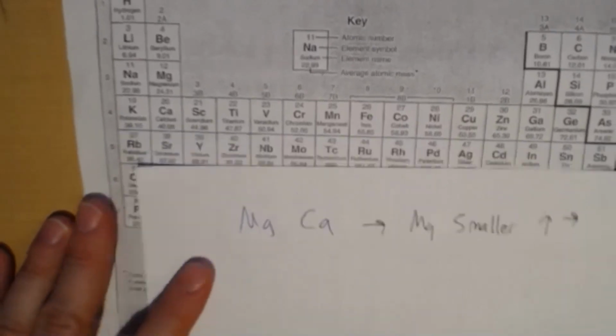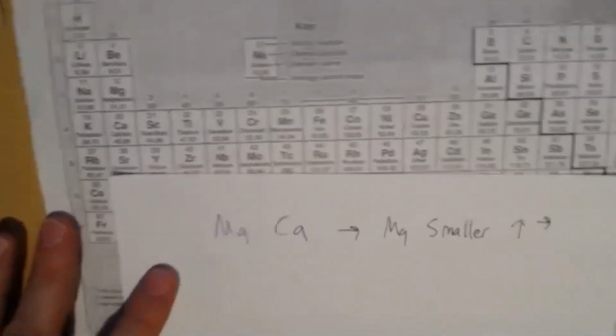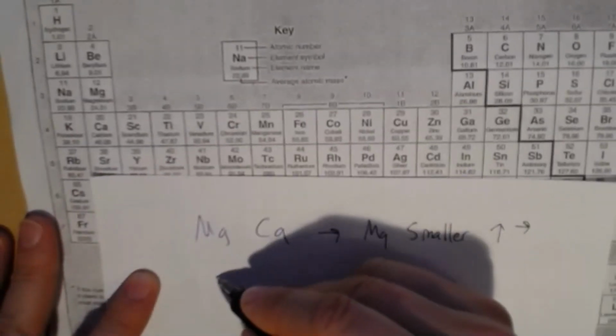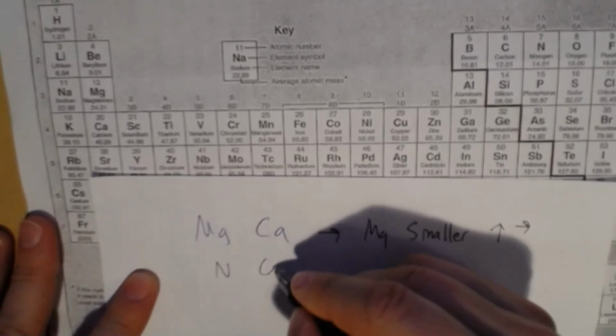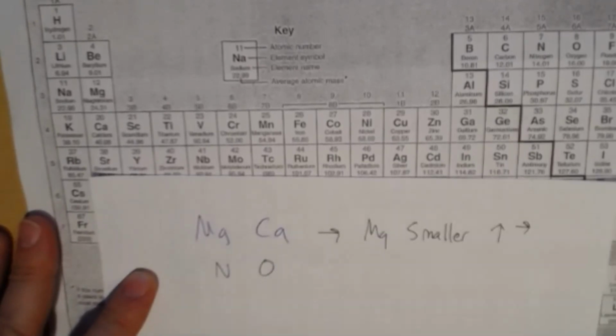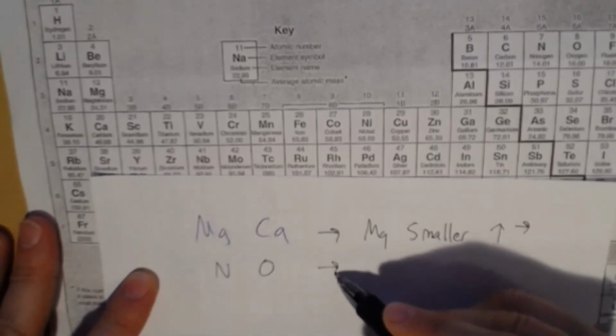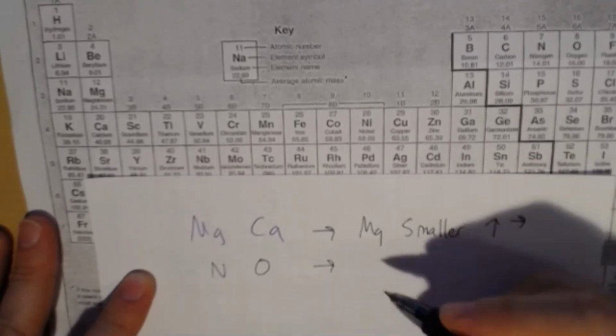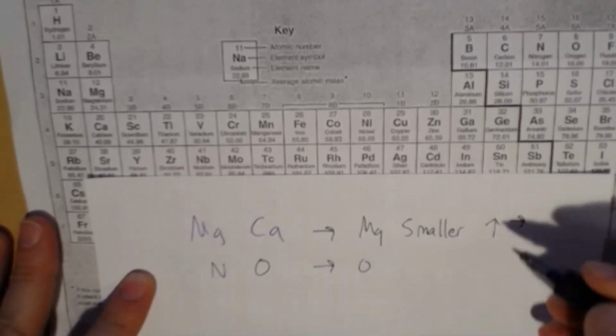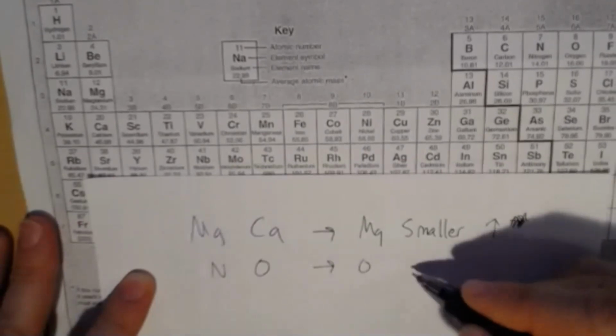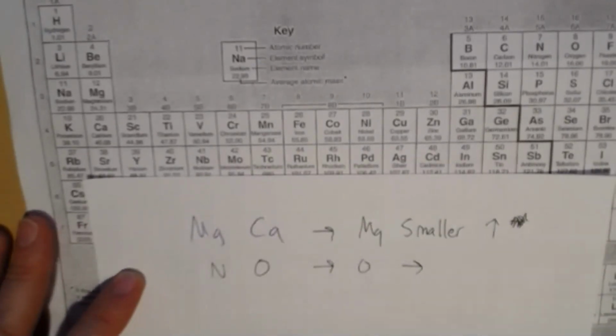Right? Okay, let's do the other one. What about nitrogen, oxygen? Which one's smaller? Oxygen. Yeah, oxygen. So magnesium was up, oxygen was to the right.